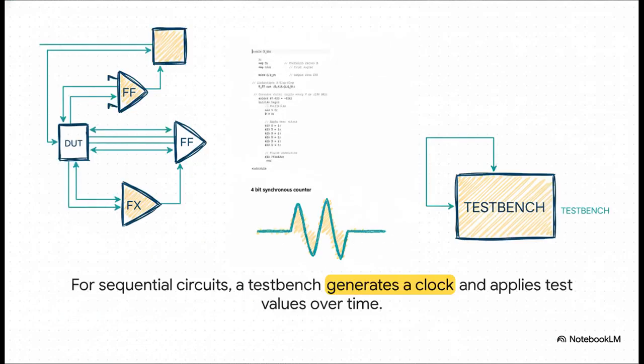Now for something like our D flip-flop, the test bench has a more active role. First, it has to create that clock signal, that steady heartbeat. Then, over a period of time, it will apply different values to the input and watch to make sure the flip-flop correctly grabs those values right on the rising edge of the clock.